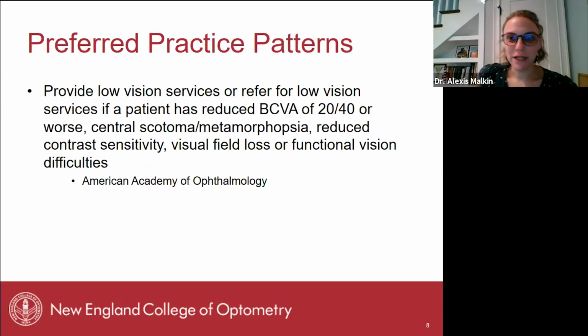So I wanted to emphasize a shift in thinking that has gone on in the United States. We're still slowly integrating this preferred practice pattern, but it's nice to see that our leadership in the American Academy of Ophthalmology is encouraging low vision rehabilitation. And they say that you should provide or refer for low vision services if a patient has reduced best corrected vision of 20/40 or 6/12, central scotoma or metamorphopsia, reduced contrast sensitivity, visual field loss, or functional difficulties.